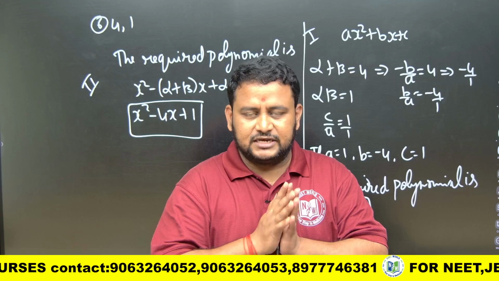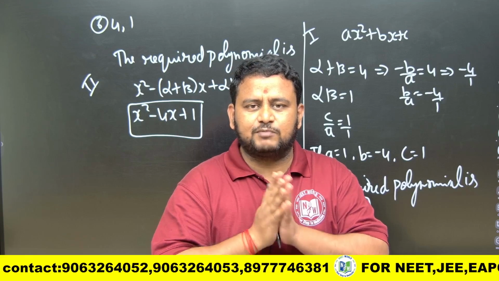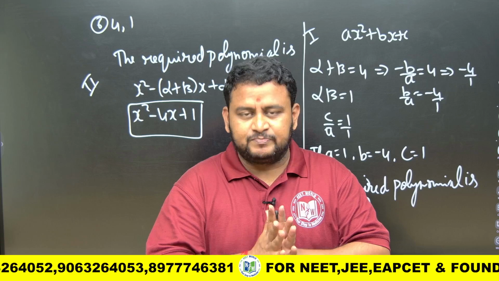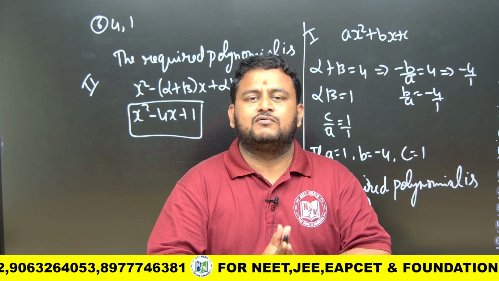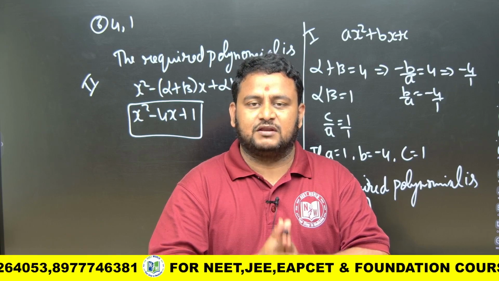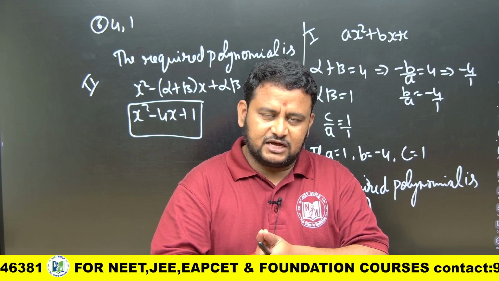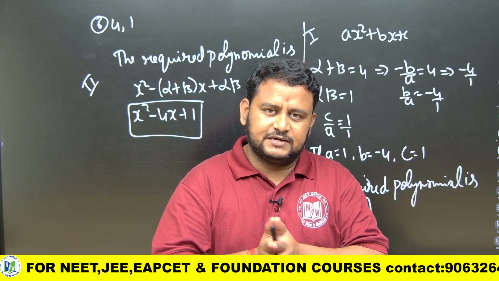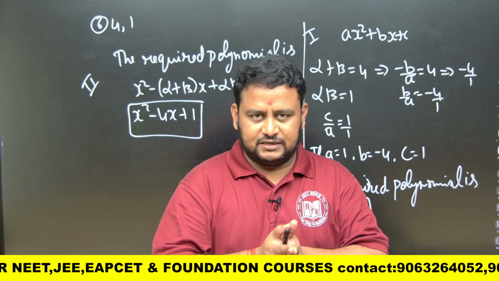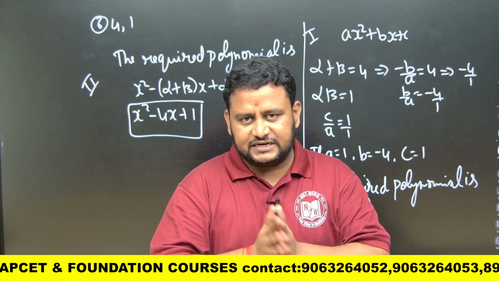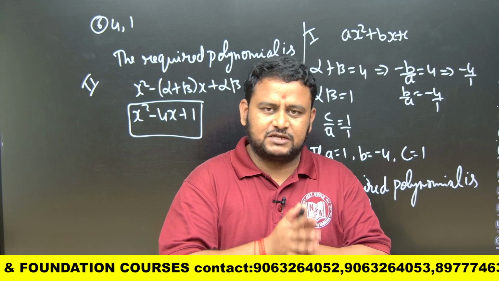Next, they gave the sum of the zeros and product of the zeros, not the zeros themselves. Then we had to find the quadratic polynomial. For that I told two methods. One is by equating to minus b by a and c by a, and if a is given, then we will find b and c, then put the values in ax square plus bx plus c.